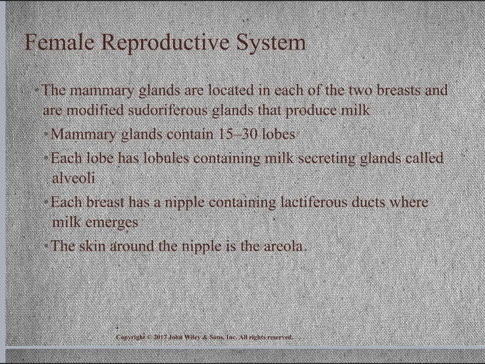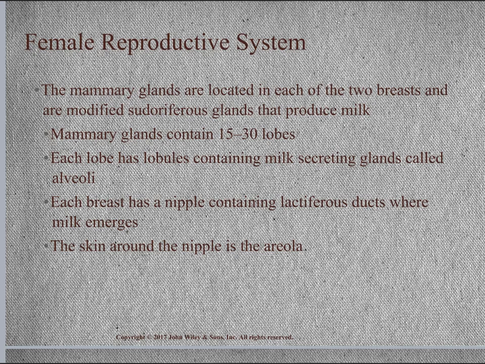Now, to continue with the female reproductive system, we have to talk about the mammary glands. They are located in each of the two breasts and are modified sudoriferous glands that function to produce milk. Each mammary gland contains about 15 to 30 lobes. The lobes have lobules containing milk-secreting glands called alveoli, not to be confused with the alveoli of the lung, but similar structured cells. Each breast has a nipple containing lactiferous ducts where milk emerges.